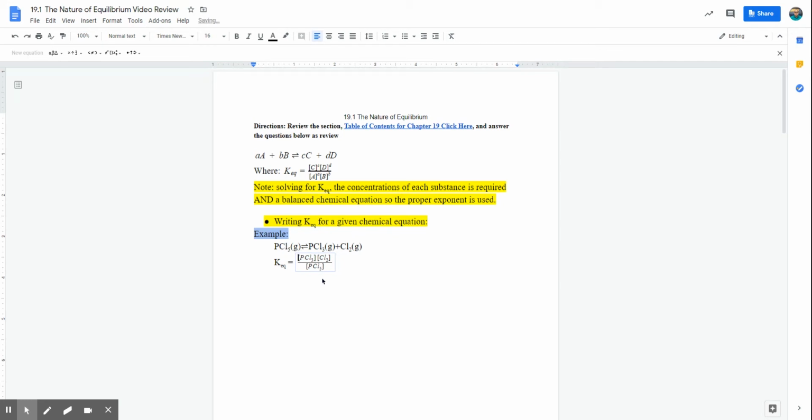Just like that. And so what you'll have is the concentration of phosphorus trichloride multiplied by the concentration of chlorine gas. You don't raise them to any power since there are no coefficients. You'll notice here and here there's no coefficient. And then on the bottom you put the reactant, which is the phosphorus pentachloride, which is going to decompose. So that's the first part of this. Moving on.